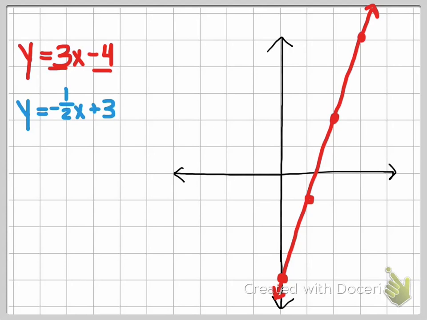So now we're going to do our second equation, which is blue, and that is y equals -1/2 x plus 3. So again, we always start at our y-intercept, which in this case is at +3, so I'm going to go up to +3 on the y-axis. And then from there I'm going to use the slope, which is -1/2. That tells me I'm going down 1, and we always run to the right, so run right 2.